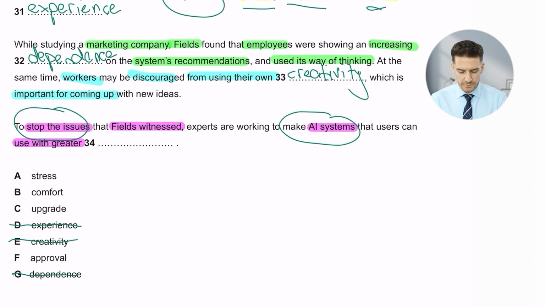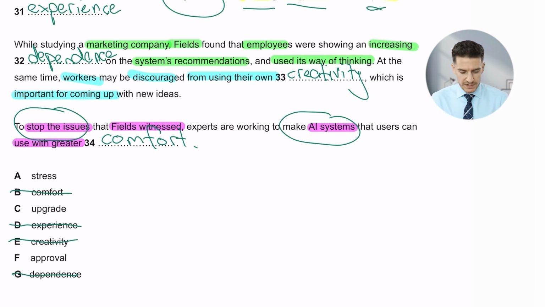So again, start from the top. Stress, no. Comfort, okay, maybe. Upgrades, no. Approval, no. So it looks like comfort would be the correct answer there. Comfort. Now let's just double check. AI systems that users can use with greater comfort. Yes, that looks good. All right, so they were the completion questions.